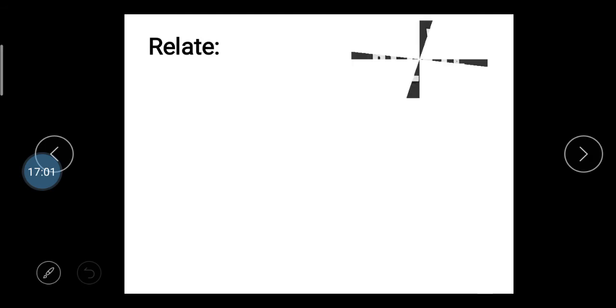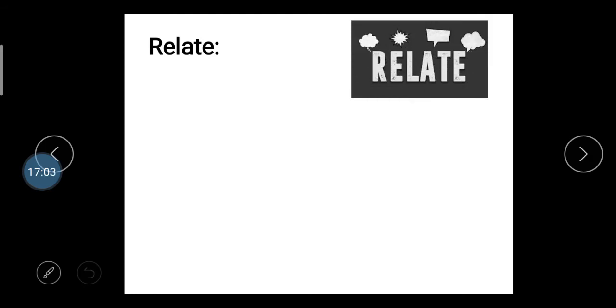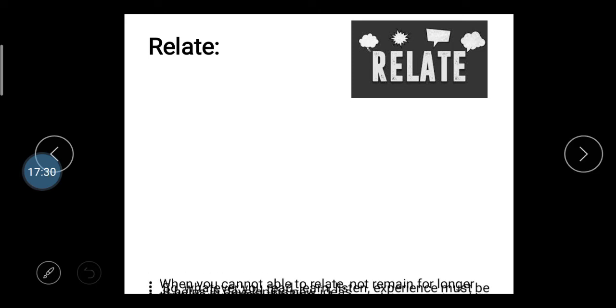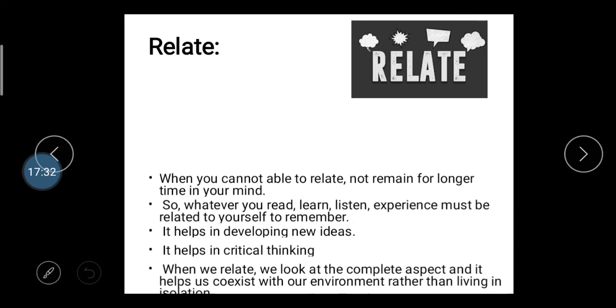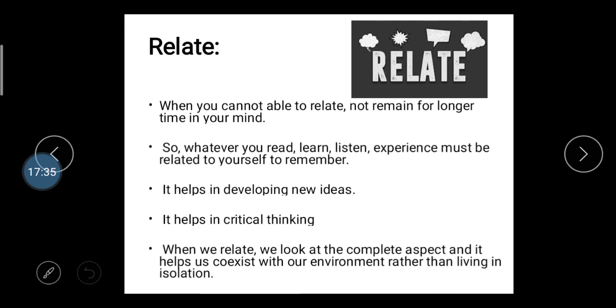Then, relate. Whenever you try to remember things, sometimes you forget them after a long time, but some things you can remember until the end of your life. How can you consider this type of memory? Because you have to relate this type of incident with other things. So relating is very important. When you cannot relate, it does not remain in your mind for a longer time.